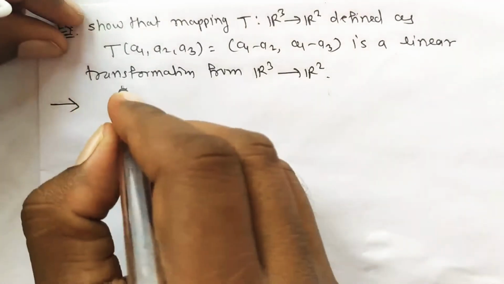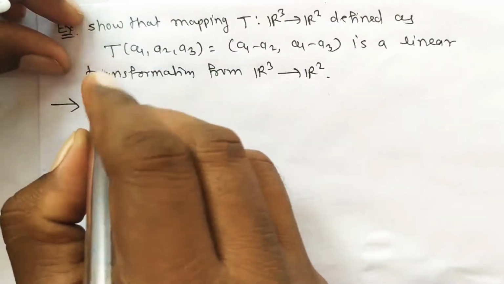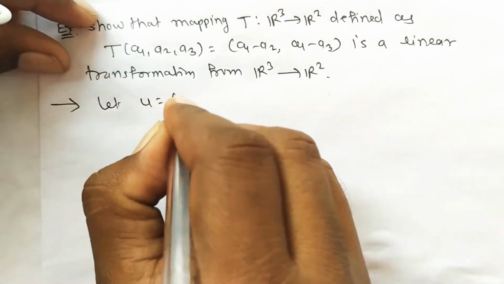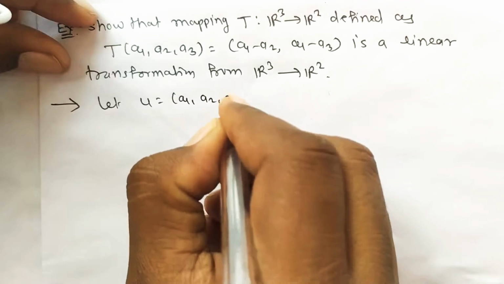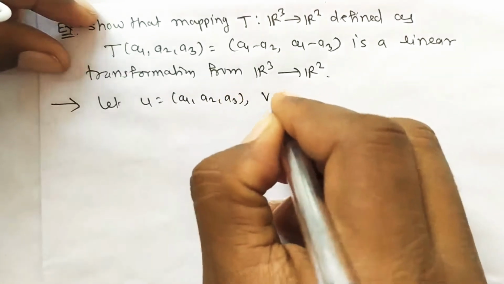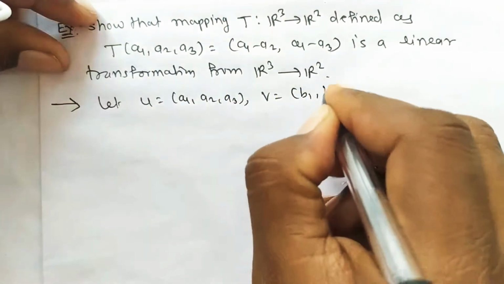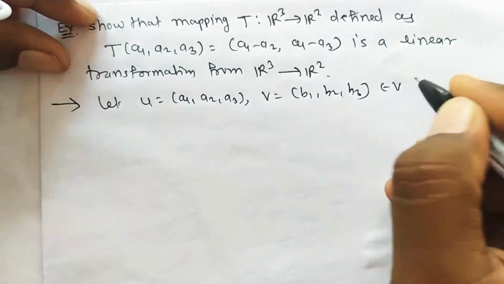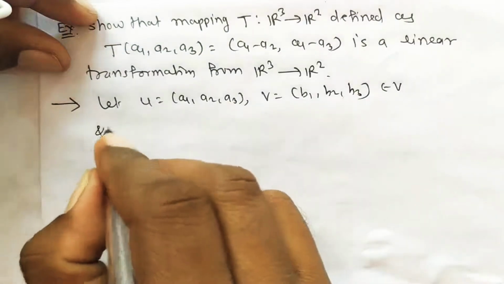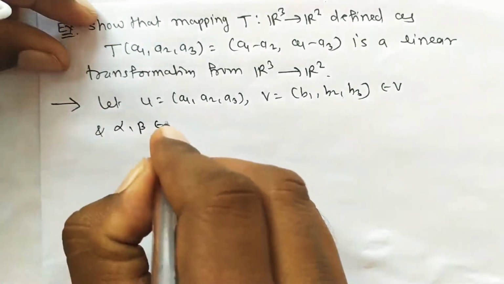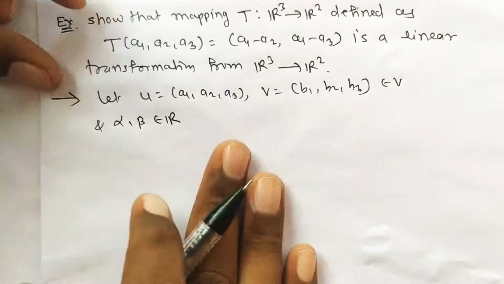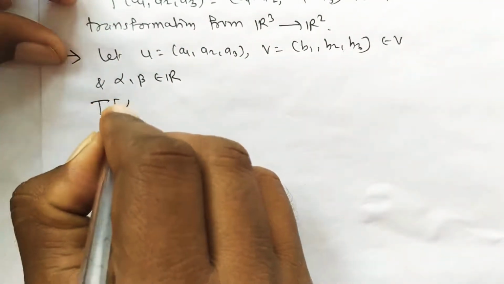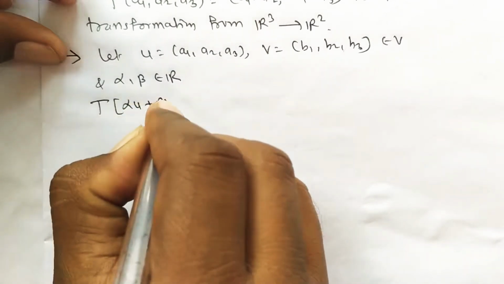So when we say that T is a linear mapping from R3 to R2, suppose u is equal to (a1, a2, a3), and v is equal to (b1, b2, b3) belongs to V, and alpha and beta are elements of R. Then we have to check T of alpha u plus beta v.